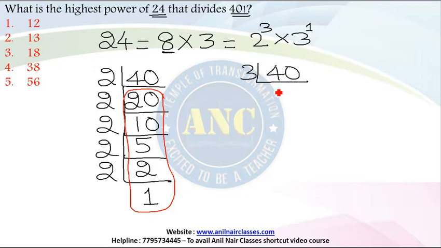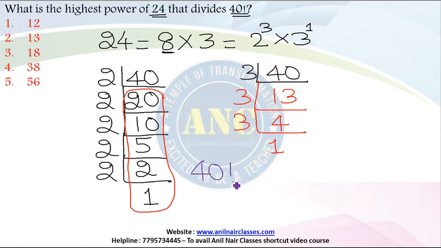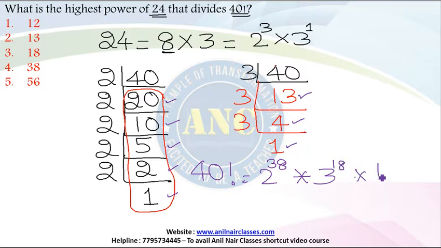Similarly, 40 divided by 3 is 13. 13 divided by 3 is 4. 4 divided by 3 is 1 time. That means 40 factorial, let me use a different color, can be written as 2 power 20 plus 10, 30, 35, 37, 38. 2 power 38 into 3 power 13 plus 4, 17 plus 1, 18 into some constant k.